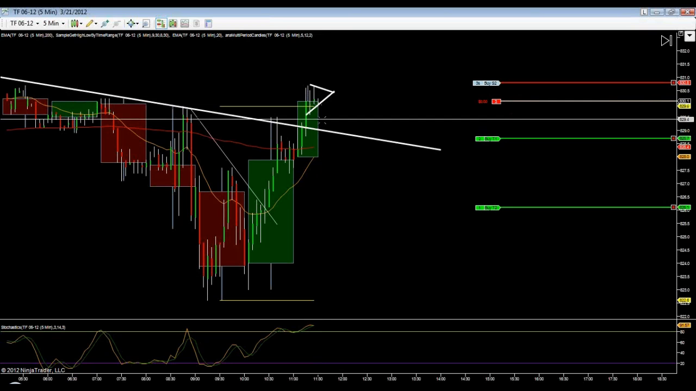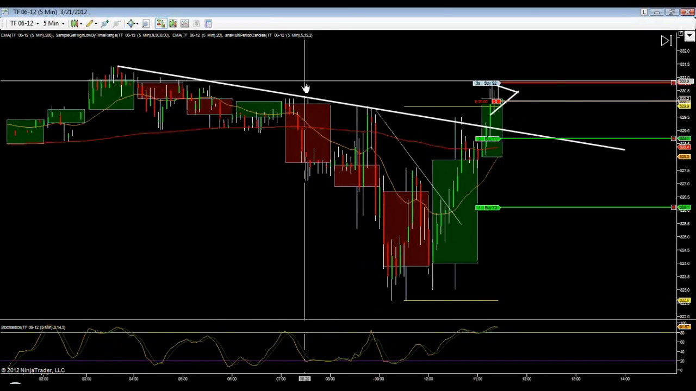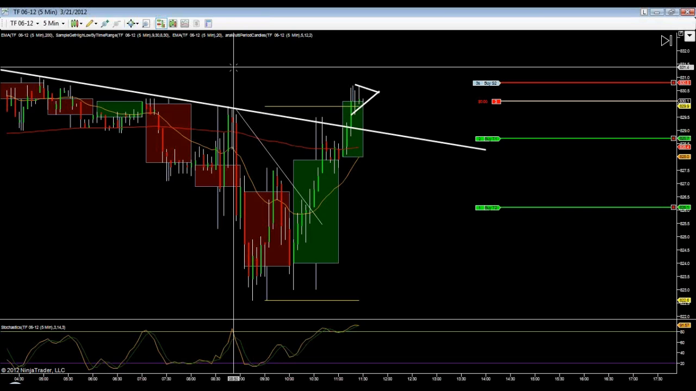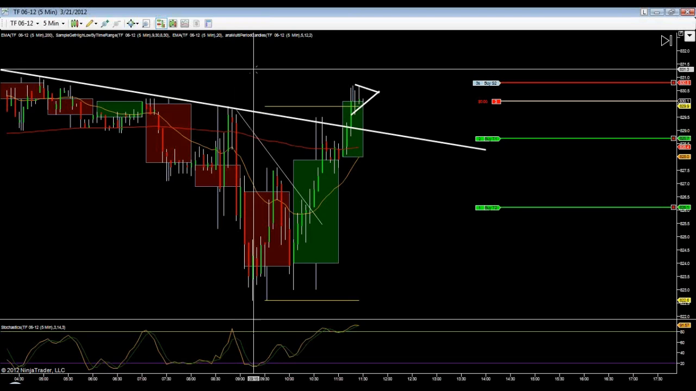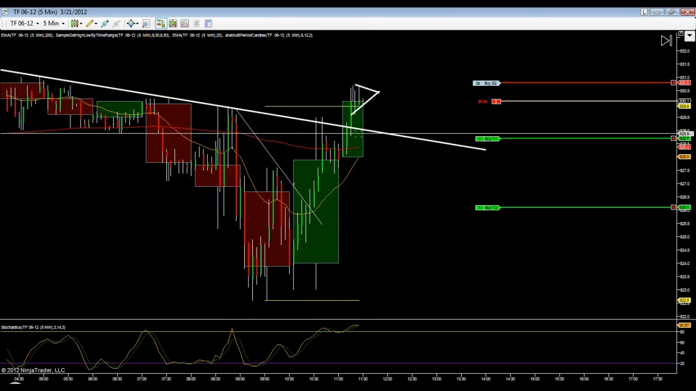We want to see price come down here and make that attempt at the tag of the upper trend line that's been holding us back pretty much all day. That's something we'd like to see. We'll make our decisions. Obviously, we're going to get some support down here.